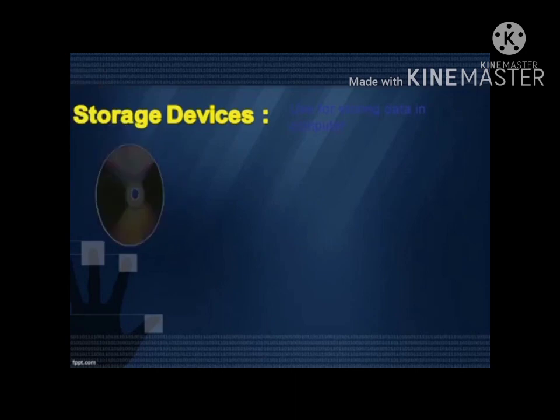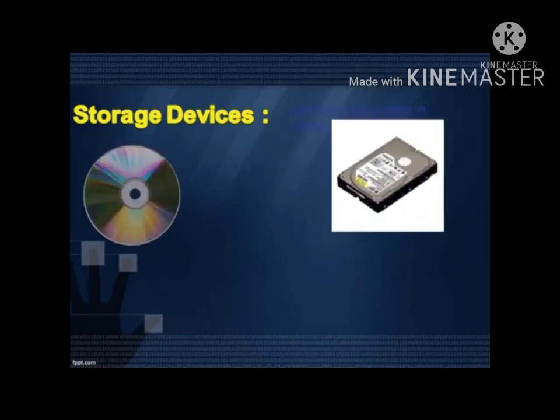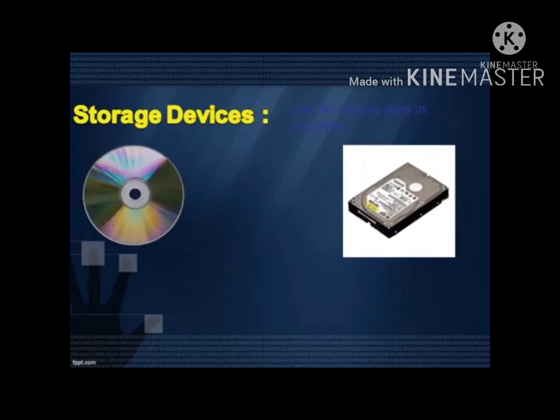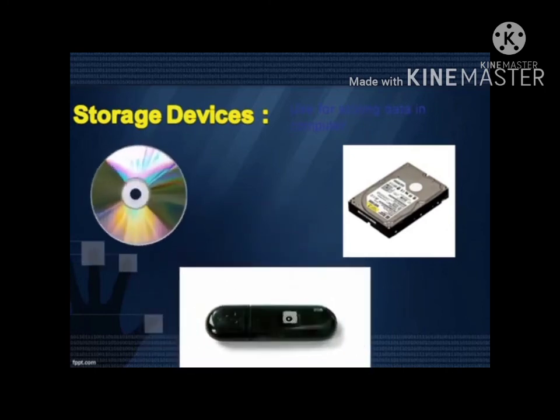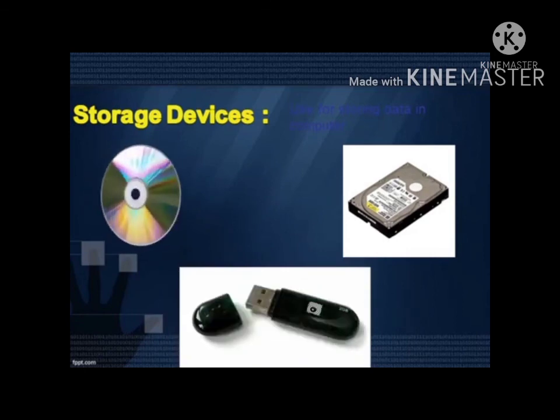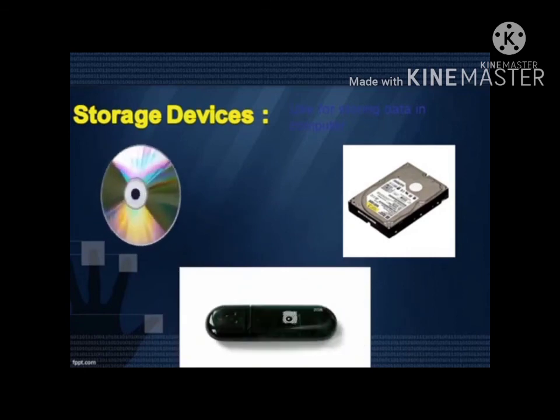CD. CD stands for compact disc. It is a round, flat and shiny disc that stores a lot of information. Hard disk. It is a device which stores a huge amount of data and information. It is present inside the CPU box. Pen drive. It is very small in size but can store and transfer data from one computer to another. It can be handled very easily.